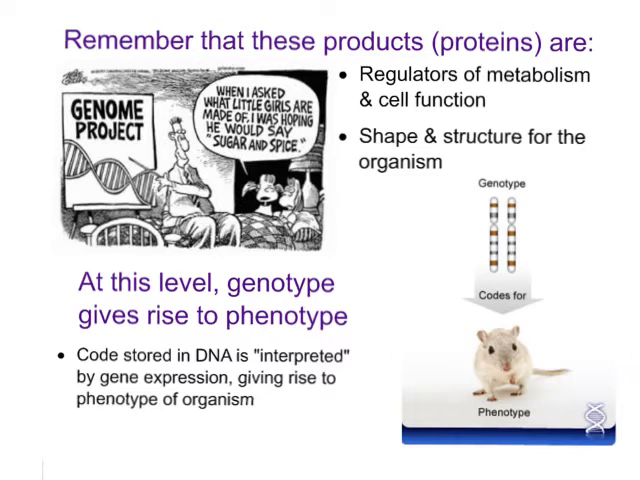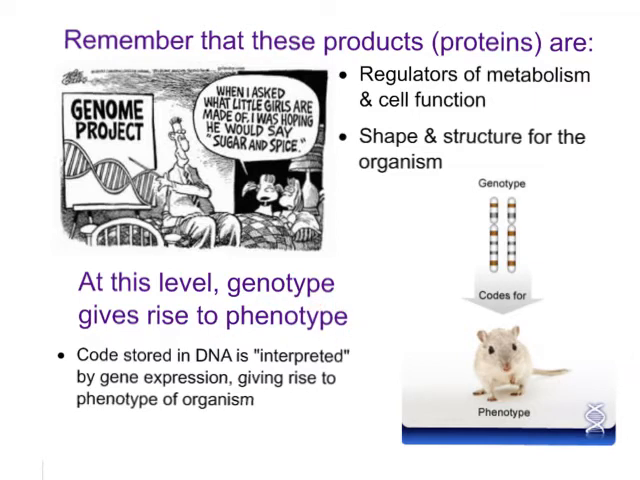And remember, these products of gene expression, these proteins, are many different things. We talked a little bit last time about how they regulate metabolism, they regulate cell function, and they are the shape and the structure for the organism. And I think it's really kind of amazing that at this molecular level that we're talking about, that is where genotype gives rise to phenotype.